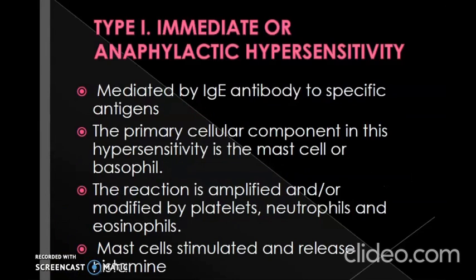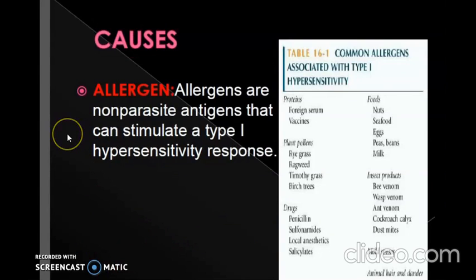Type 1 hypersensitivity is mediated by IgE antibody to specific antigens. The primary cellular component in this hypersensitivity is the mast cell or basophil. The reaction is amplified or modified by platelets, neutrophils and eosinophils. The mast cells get stimulated and they release histamine. So what are allergens? Allergens are non-parasite antigens that can stimulate a type 1 hypersensitivity response.